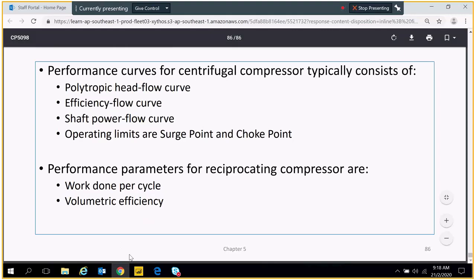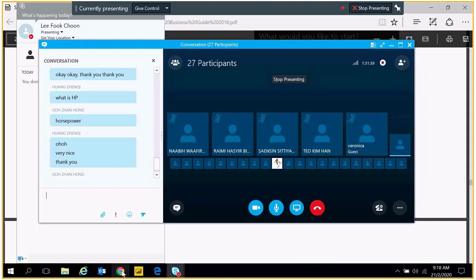All right, so I finished this slide here. Then we go on to the next one. Any questions so far?